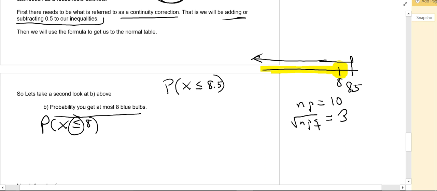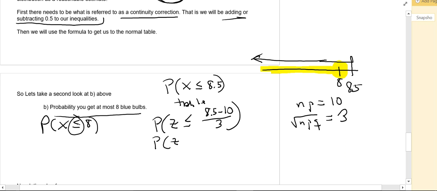So we get now to the table, and we have the probability that z is less than or equal to 8.5 minus the mean divided by the standard deviation. When you do your math, that's the probability of z being less than or equal to negative 0.5. I am assuming you know how to work with the table now. So the answer to this problem is 0.3085.